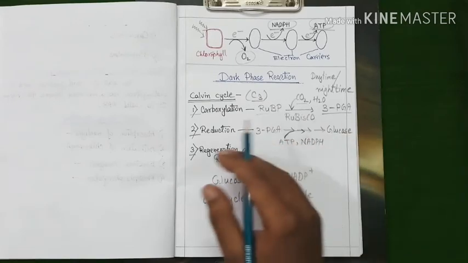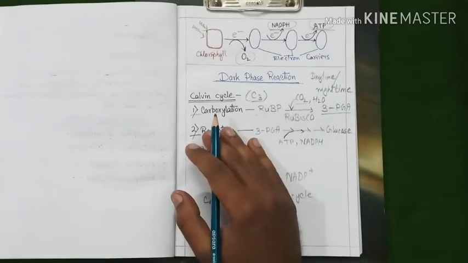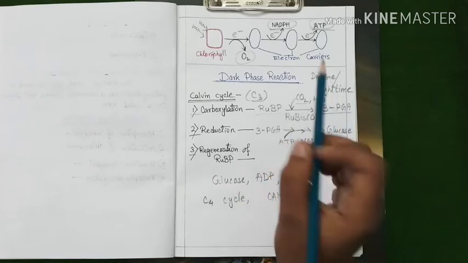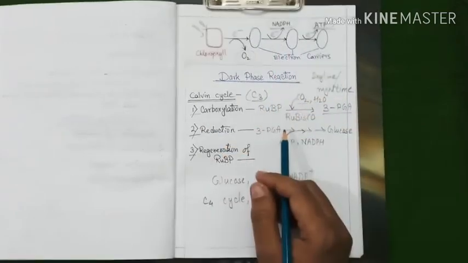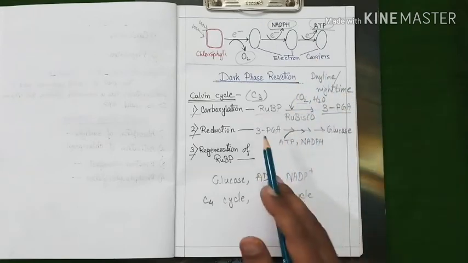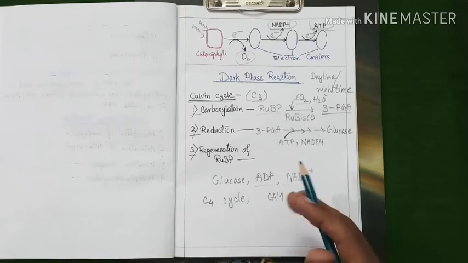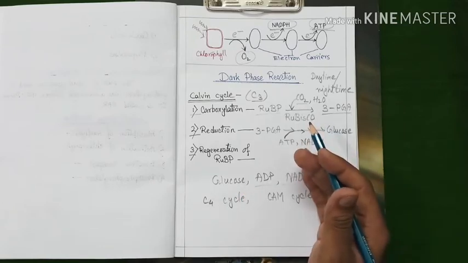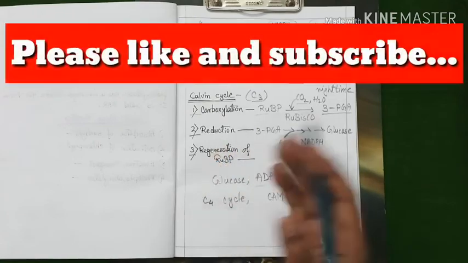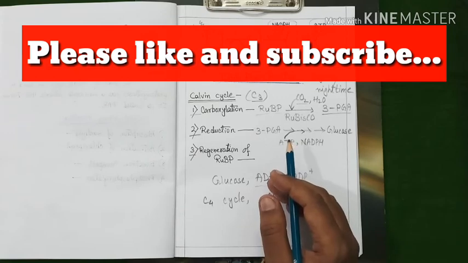So from this discussion, we can easily understand that both the light phase and dark phase reactions are dependent on each other. The ATP and NADPH produced during light phase reaction are responsible to initiate different reactions during the dark phase, and ADP and NADP plus produced during dark phase reaction help the light phase reaction to continue. So, from today's discussion, I hope you got a clear idea on the elementary concepts of photosynthesis.